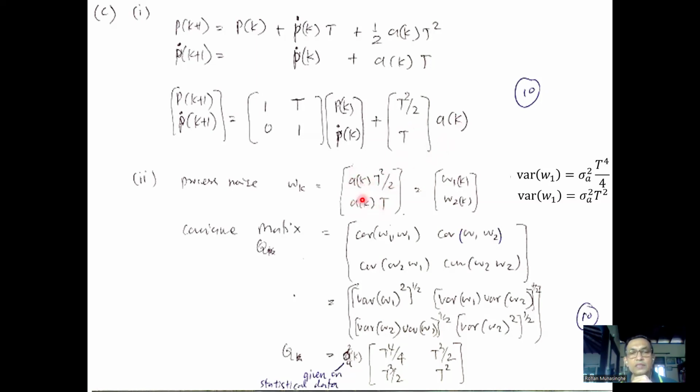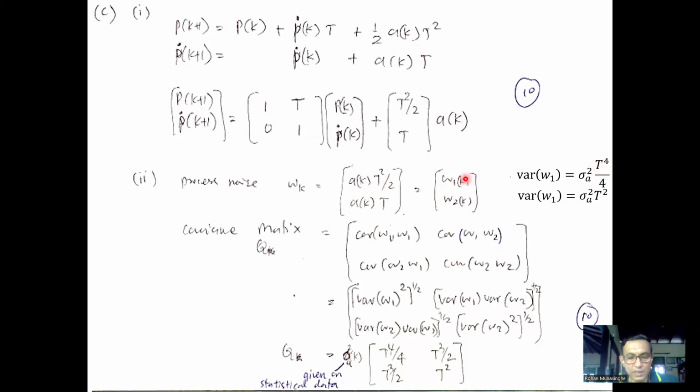Now these accelerations are random. So a_k is random, and therefore this is a random disturbance. Now, if you want to get the covariance of this one, you get the squares of these, add them together, and divide by the number of samples, and that is the variance. You can write it down like this. The variance of W1, the first one, is sigma a square, t to the 4 over 4, because you want to get the square.